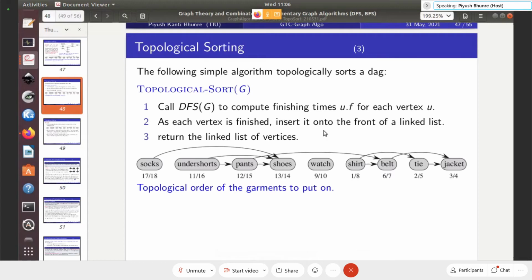And finally, when the DFS is completed and all the vertices are in the linked list, the front element will have the maximum finish time, the next element will have the next maximum finish time, and so on. So if we put the vertices in reverse order, that means the maximum finish time comes first, then the next maximum comes next in the linear ordering, and that will be a topological sorting. In this algorithm, it is assumed that the graph doesn't have a cycle, so that's why the topological ordering exists.